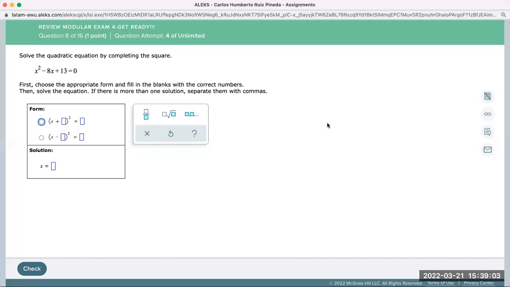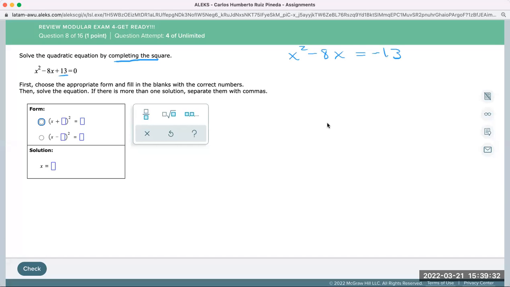In this case, we need to solve the quadratic equation by completing the square. I don't know if you remember, but I taught you this like cooking recipe that you need to follow some steps. Okay, the first step is to send the constant term, or the number by itself without x or x squared, to the right side. So we have x squared minus 8x equals negative 13.